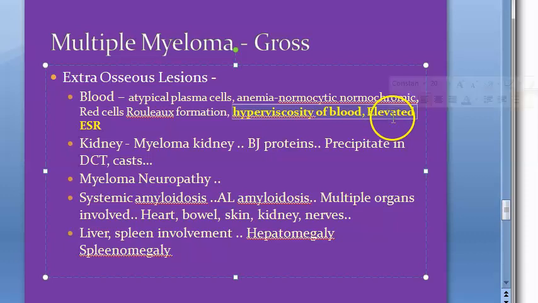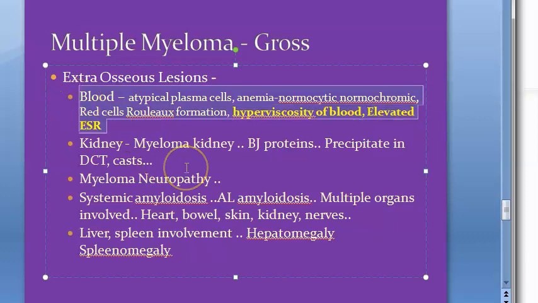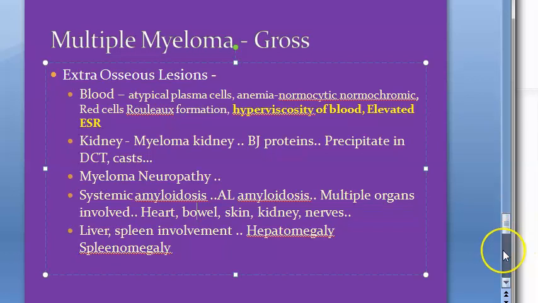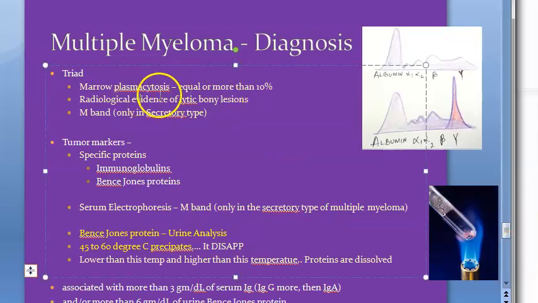Hyperviscosity of the blood, elevated ESR. Because of this hyperviscosity, because of red cells having Rouleaux formation, there will be elevated ESR. Then there will be bone marrow plasmacytosis greater than or equal to 10%. Radiologic evidence, we saw the punched out lesions.